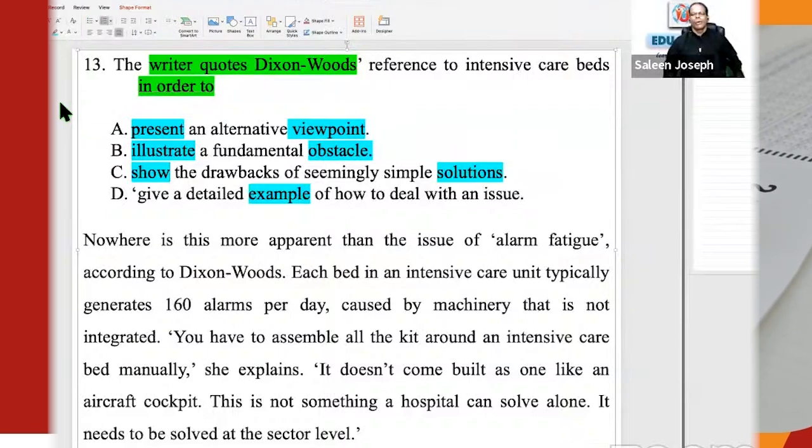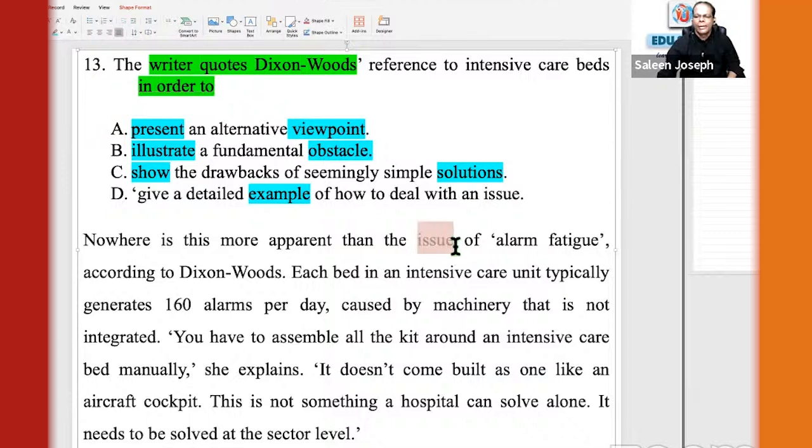Give a detailed example of how to deal with an issue. Do they give an example and say you have to deal with the issues like this? Example? No. What are they speaking about? Issue. Illustrate a fundamental obstacle. The issue is the main keyword here in the topic sentence. Issue means a synonym anywhere. Obstacle is the synonym.